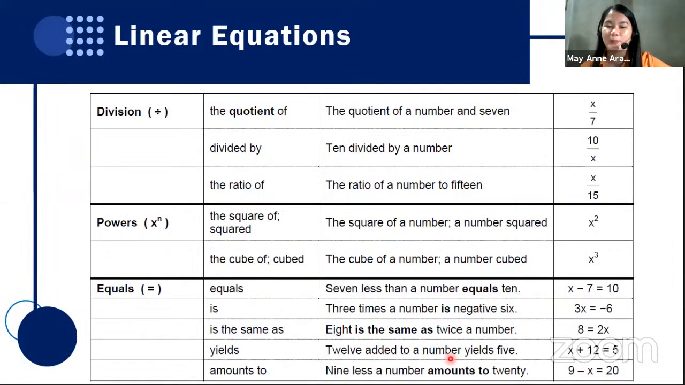12 added to a number yields 5. So it's another indication na that is an equal sign. So 12 added to a number, so we have x plus 12 equals 5. And last, amounts to, so sum pa rin yun, equal pa rin yun. So 9 less a number amounts to 20. So 9 minus x is equal to 20.